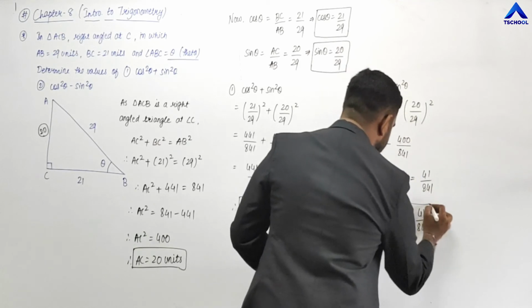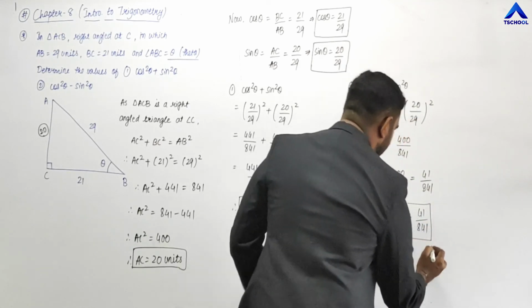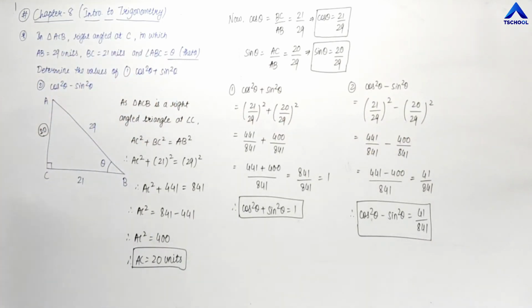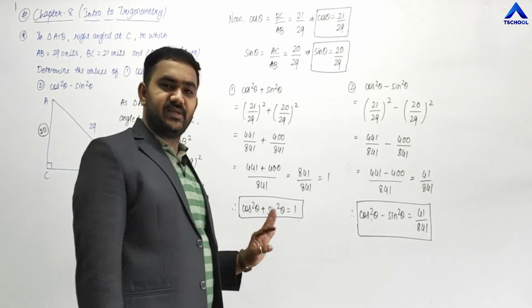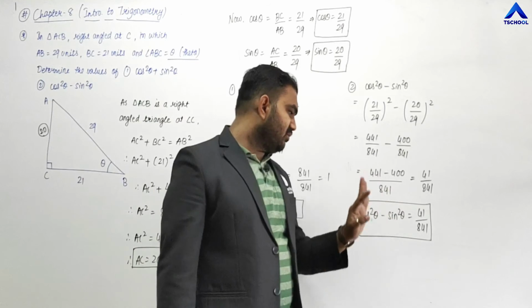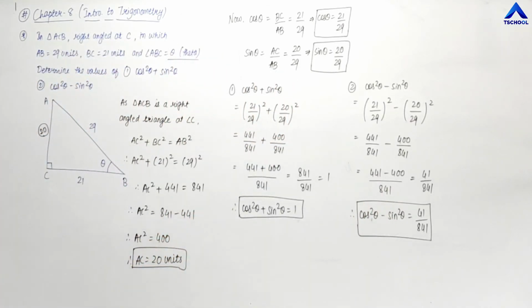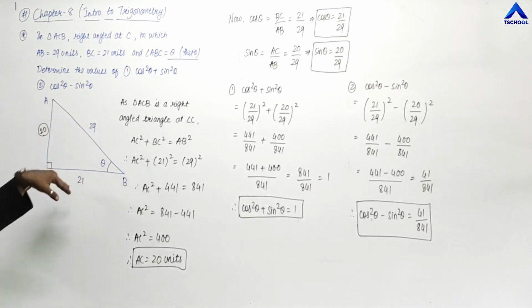Right? And hence that is the answer of the given question, that is cos square theta minus sin square theta. So we got the answer here. The first one, that is cos square theta plus sin square theta as 1, and the second one cos square theta minus sin square theta, that is 41 upon 841. This is how you can solve the questions related to the triangles with the given values, and hence finding out the third value or the third side and then finding out the given question. Okay.